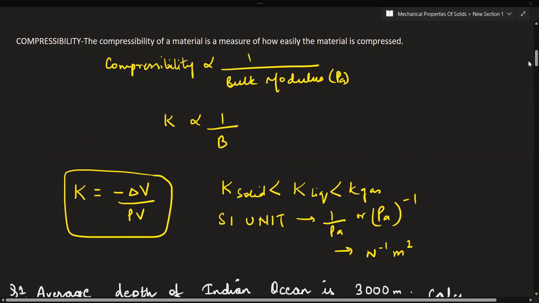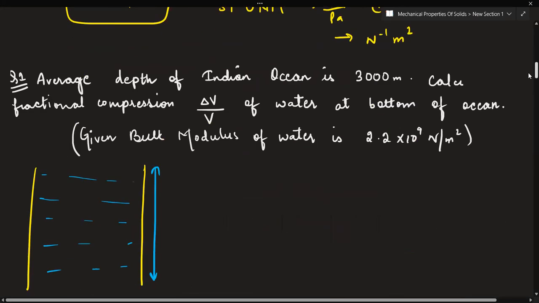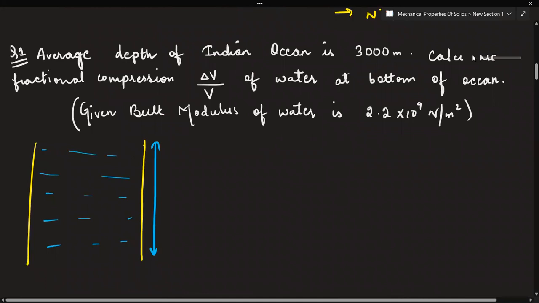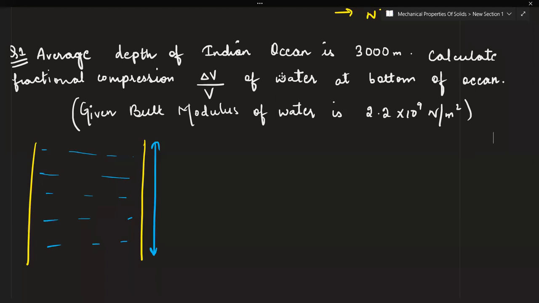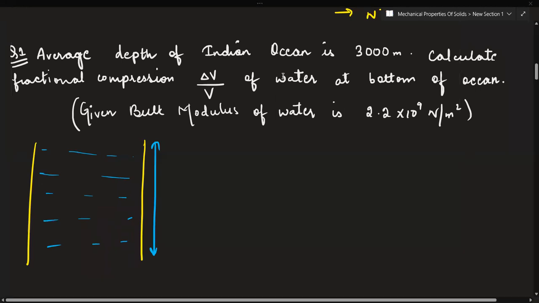Just try a question based on this one. Average depth of the Indian Ocean is 3000 meters. You have to find out the fractional compression, delta V by V. Bulk modulus is given to you. If you want to calculate the pressure and you are stuck there, use this formula: P is equal to H rho.